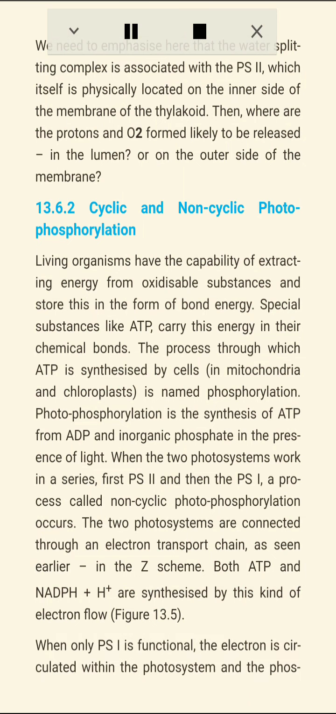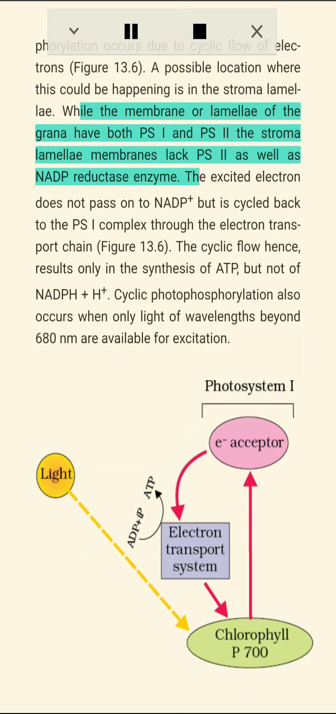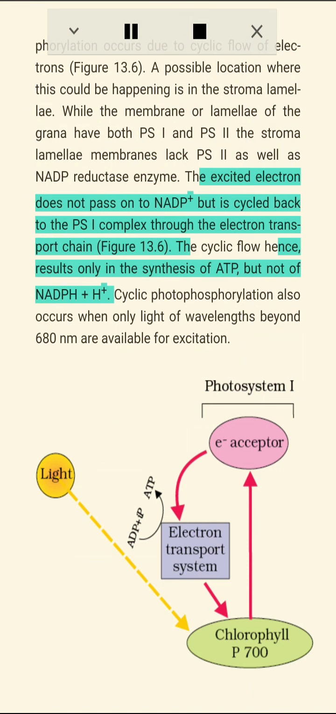When only PSI is functional, the electron is circulated within the photosystem and the phosphorylation occurs due to cyclic flow of electrons, figure 13.6. A possible location where this could be happening is in the stromal lamellae. While the membrane or lamellae of the grana have both PSI and PS2, the stromal lamellae membranes lack PS2 as well as NADP reductase enzyme.